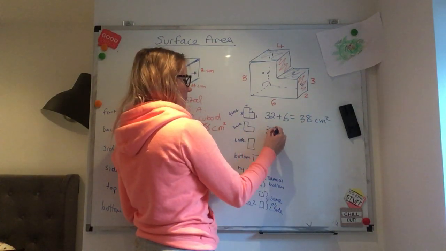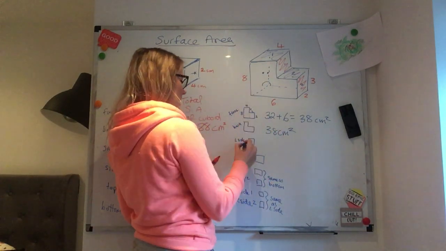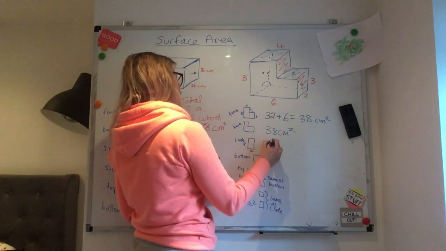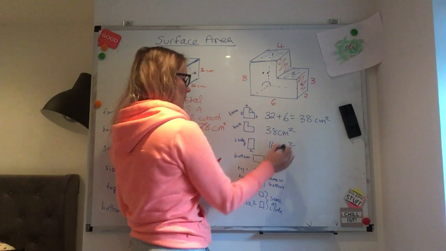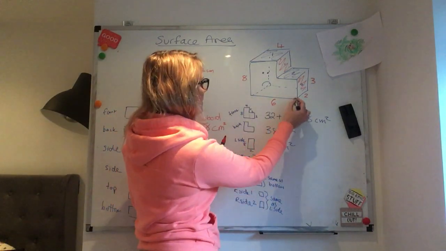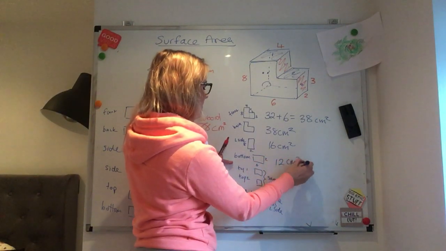This is the same. The left hand side, it's 8 high, and how many wide is it? 2. That gives me 16 centimetres squared. The bottom is 6 by 2, which is 12 centimetres squared.